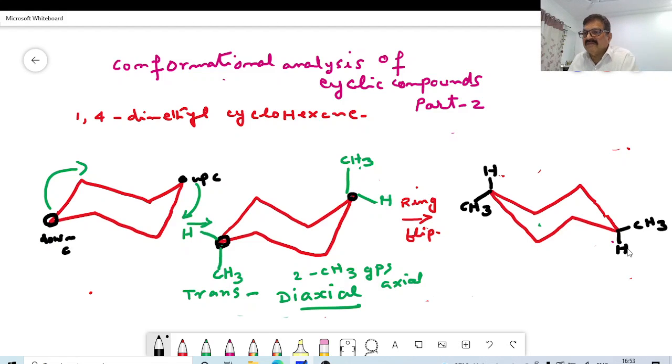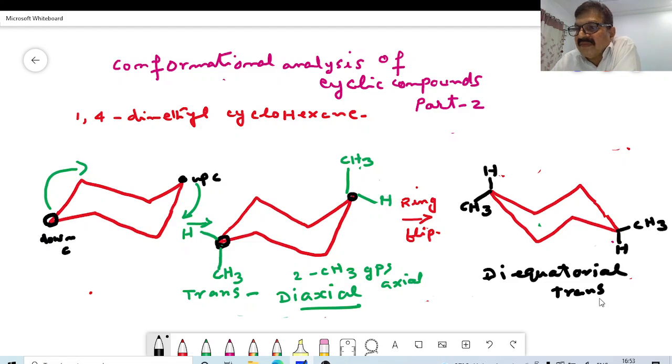Okay, this is another conformation. This is a di-equatorial conformation. One is the diaxial conformation, and this will be the di-equatorial conformation. That is, two methyl groups are in the equatorial position here. This is again trans only, no change. This is again trans. That is the di-equatorial conformation of trans 1,4-dimethyl cyclohexane.